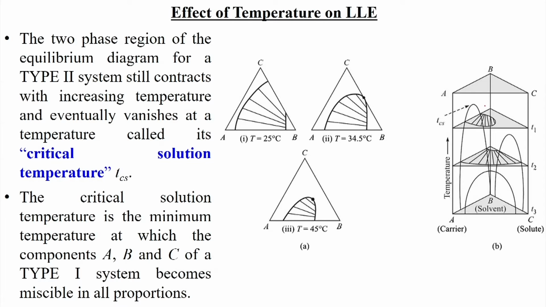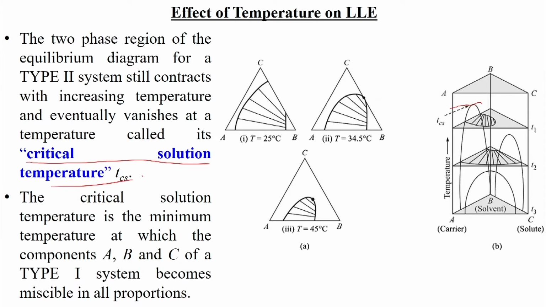So, we will get one point where this binodal phase will vanish, and that temperature is called the critical solution temperature. The critical solution temperature is the minimum temperature at which components A, B and C of a type 2 system become miscible in all proportions. So, it will convert into the first type of liquid equilibria, where all A, B, C are miscible in all proportions. That temperature is called the critical solution temperature.